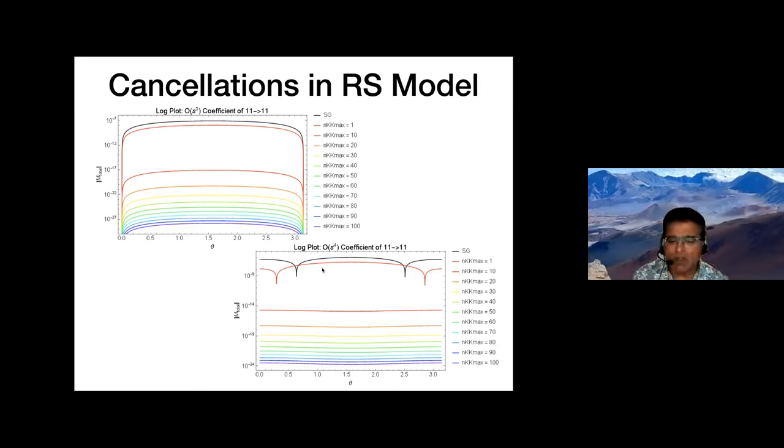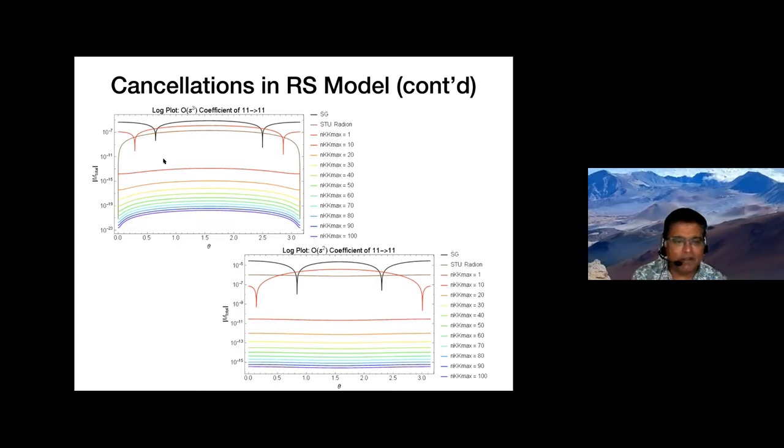So this is the energy to the eighth, and again, you see the same pattern. As you add more KK states, the energy to the eighth coefficient vanishes. And when you finally get your programs working right, and you have the radion and everything diagonalized correctly, here's the energy to the sixth. You'll see the radion is crucial. Here's the radion here. With the radion, as you add more KK states, the coefficient of the energy to the sixth terms cancel. And here's energy to the fourth, and again, the radion is important here.